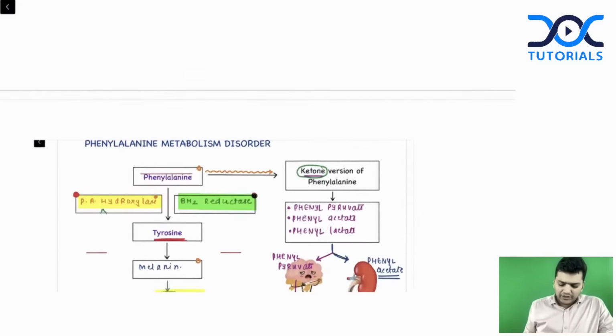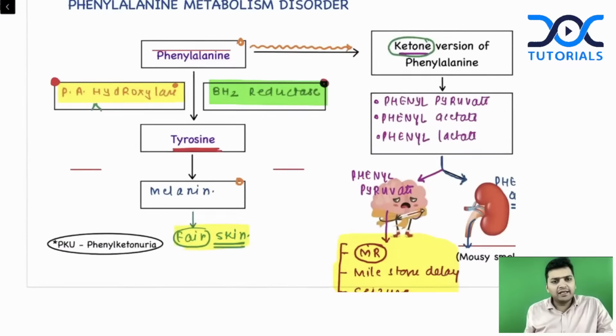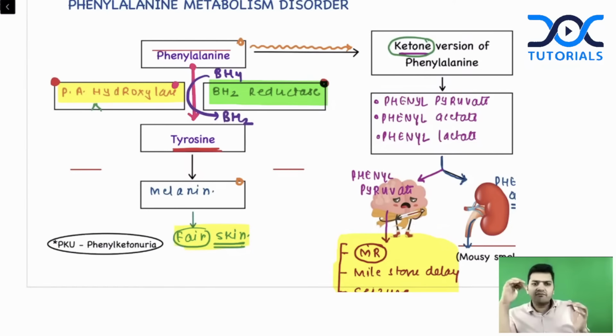So here, let's understand how phenylalanine metabolism occurs. Phenylalanine normally converts into tyrosine with the help of the enzyme phenylalanine hydroxylase. And we require one more molecule to do this reaction, that is BH4, which converts into BH2. So there are two things required to convert phenylalanine into tyrosine.